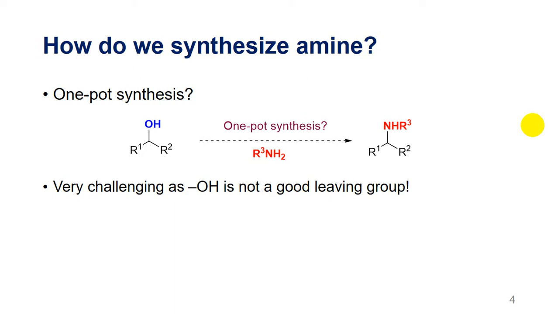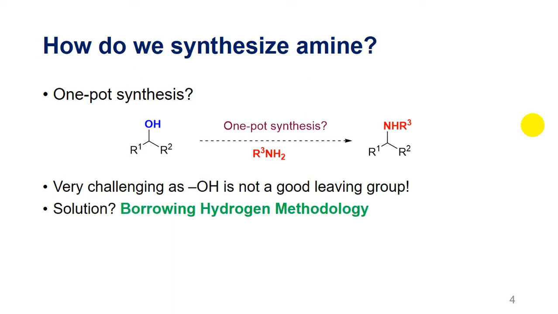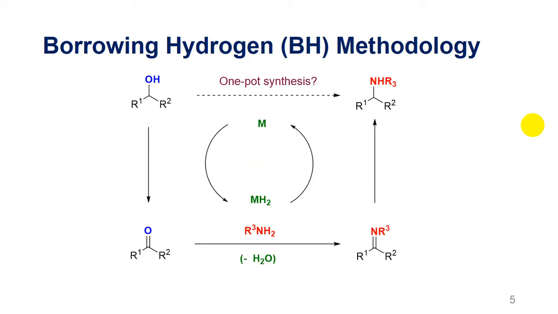Borrowing hydrogen methodology, which I have mentioned in the very beginning of the presentation, will be the solution for this challenge. So, what is borrowing hydrogen methodology? Let's take a look in the diagram. The main idea of this concept is the use of the metal catalyst to store the activated hydrogen by borrowing the hydrogen from a donor molecule, which is the alcohol in this case. After several transformations, the metal hydride will return the hydrogen back to the molecules and form the desired product.